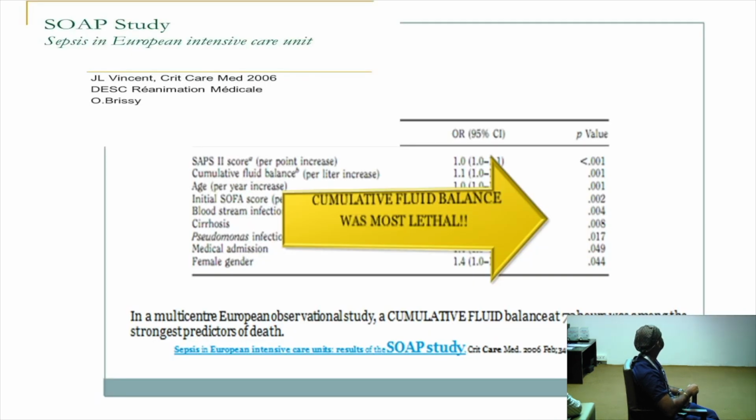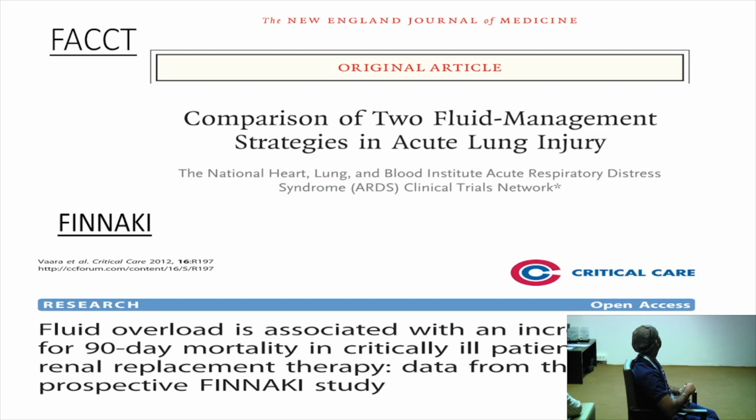You know the famous SOAP study, which said that cumulative fluid balance at 72 hours was among the strongest predictors of death. Too much fluid is bad. Again supported by these two studies, the FACTT study in acute lung injury and the FINNAKI study in renal replacement therapy, suggesting that cumulative fluid balance is bad.